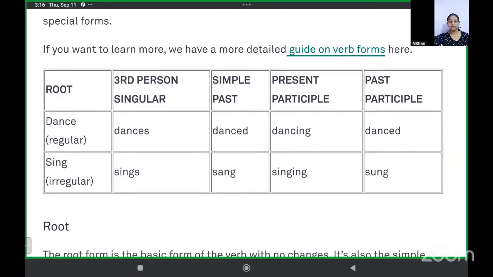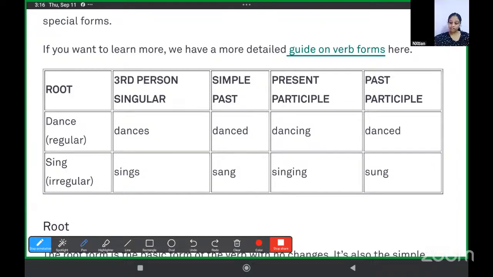So for the third person singular present, we mostly add s to it. Then you have the simple past tense. We add d to it or ed to it. Then present participle, we add ing to it, dancing, and past participle also.